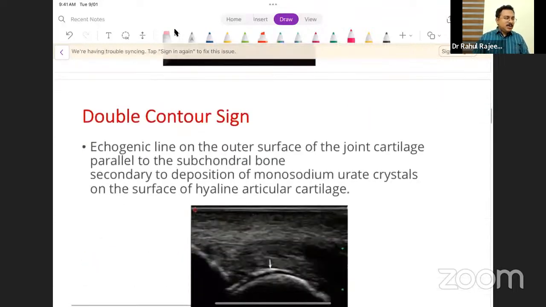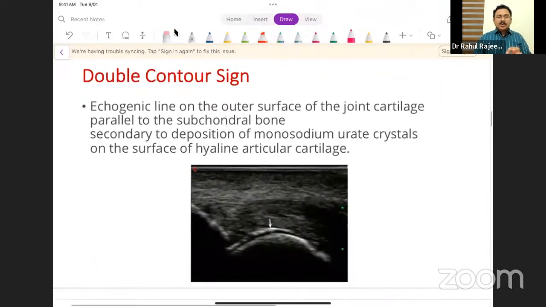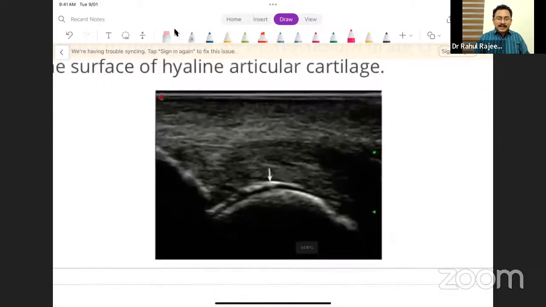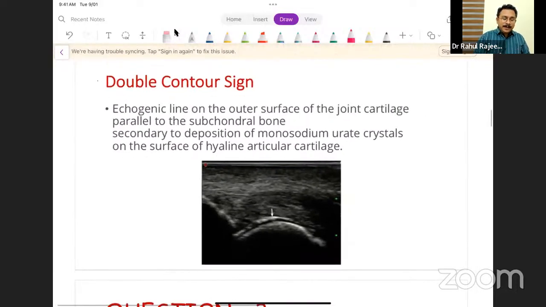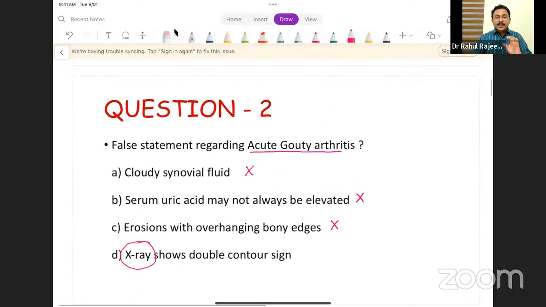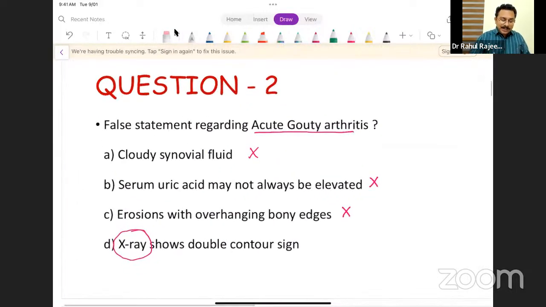When you look at the ultrasound, you can have a look at this. So double contour sign means you can have an echogenic line on the outer surface of the joint cartilage, which is parallel to the subchondral bone. And this is actually occurring due to the deposition of monosodium urate crystals on the surface of hyaline articular cartilage. So what you can see in the arrow here in the image is actually the double contour sign. So double contour sign is a feature of gout, but it is actually a feature in case of the ultrasound. So I'm going to pick option D as the answer. X-ray shows double contour sign.